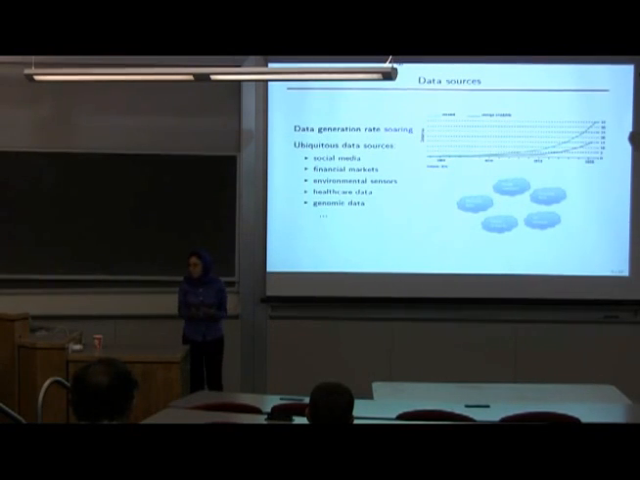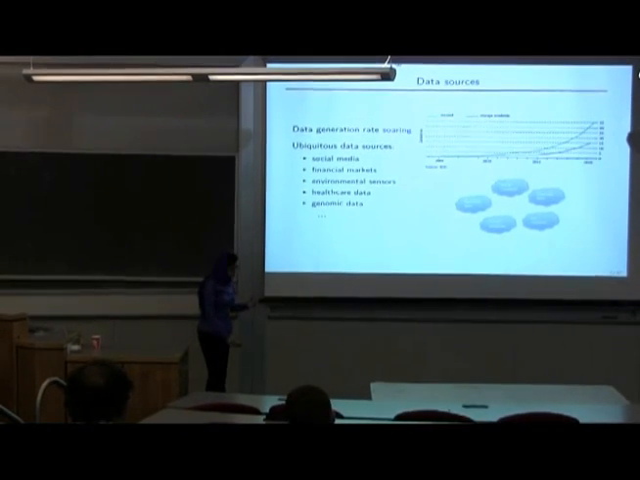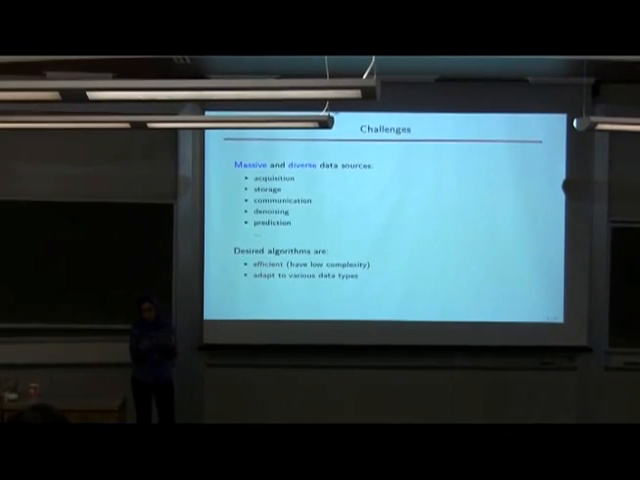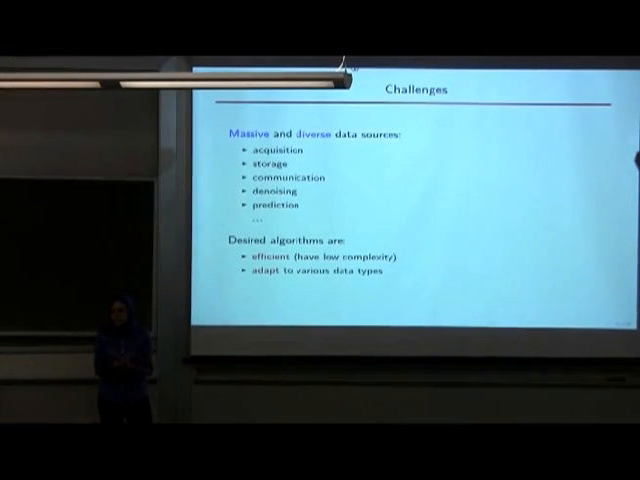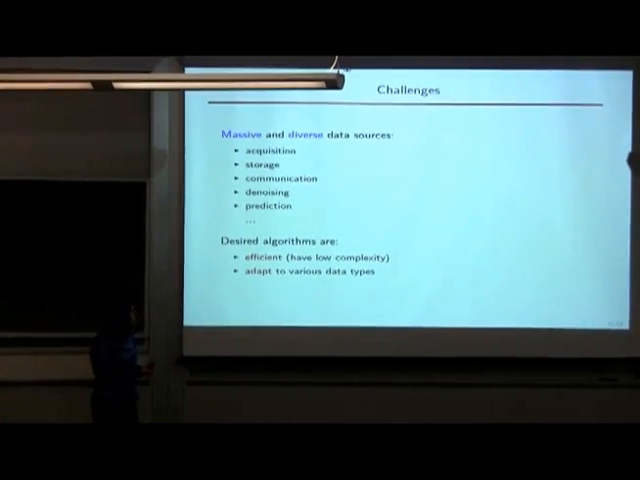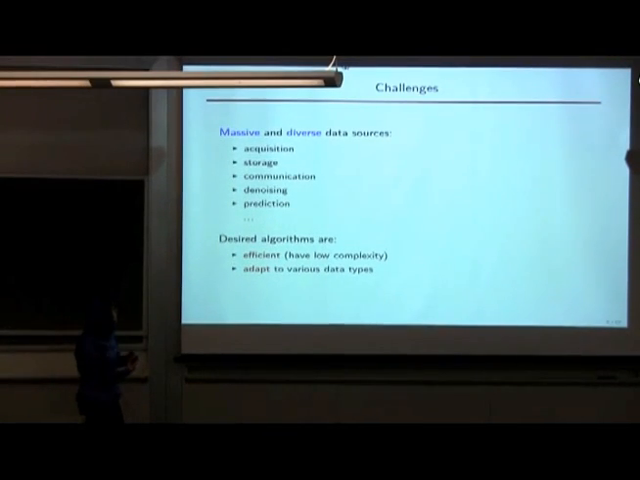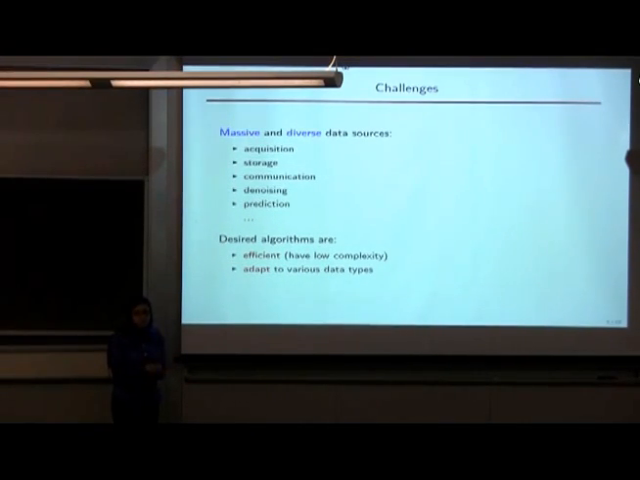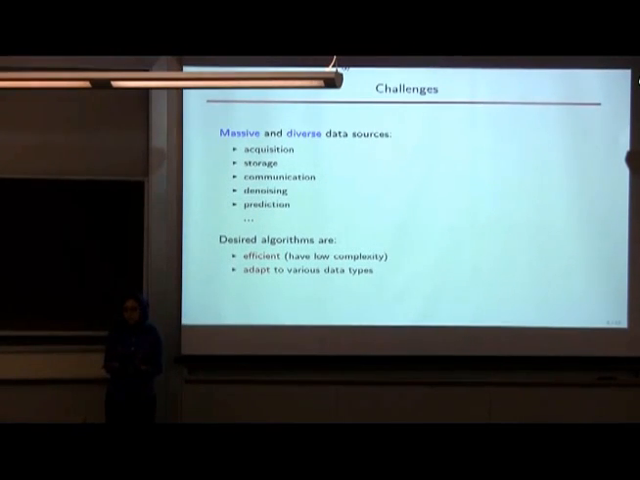So where is this data coming from? It comes from various sources: social media like Facebook, Twitter, and so on; financial markets, environmental sensors, healthcare data, genomic data, and so on and so forth. So we have these massive, diverse data sources, and we would like to perform various kinds of actions on them. We would like to acquire them, store them, communicate them with other users, sometimes remove noise from them, sometimes perform prediction, like in the case of financial markets. And we would like to perform all these actions efficiently. So we would like algorithms that are efficient, and by efficient, I mean they have low computational complexity and you can implement them.